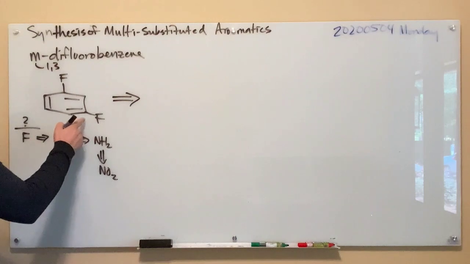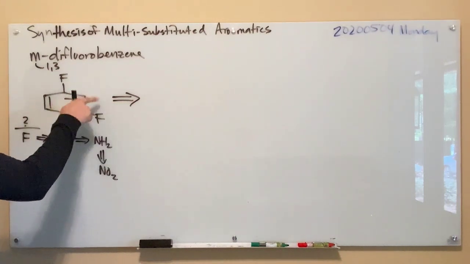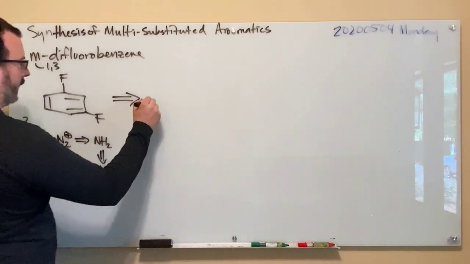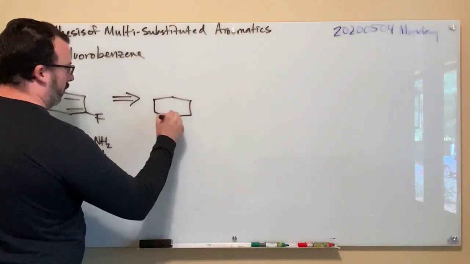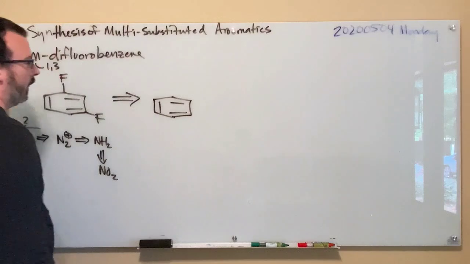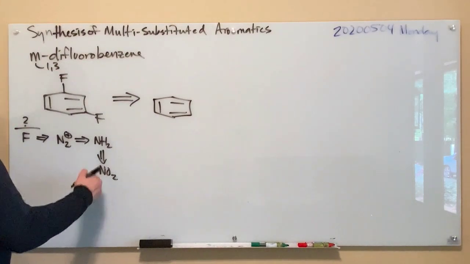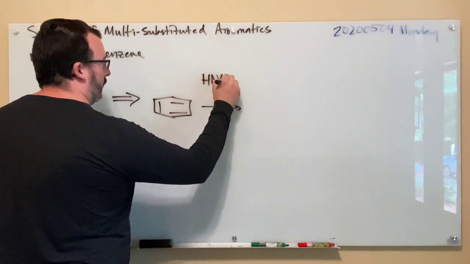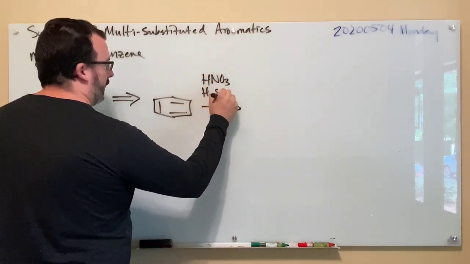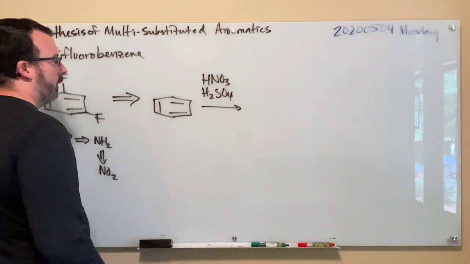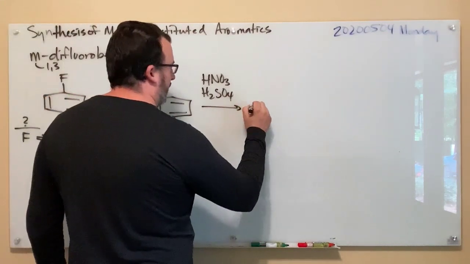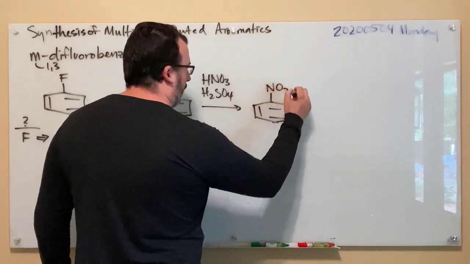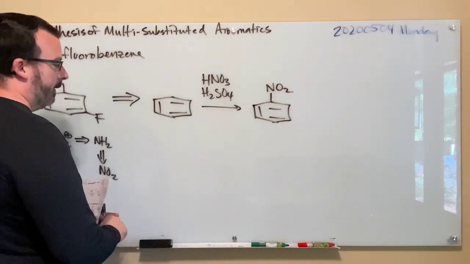So our retrosynthesis arrow here, there's no carbons bonded to the ring itself, so we're just starting with plain old benzene. So the first thing we want to do is get a nitro group onto the ring. So we're going to use nitric acid, sulfuric acid to take benzene to nitrobenzene. So now we have nitrobenzene.